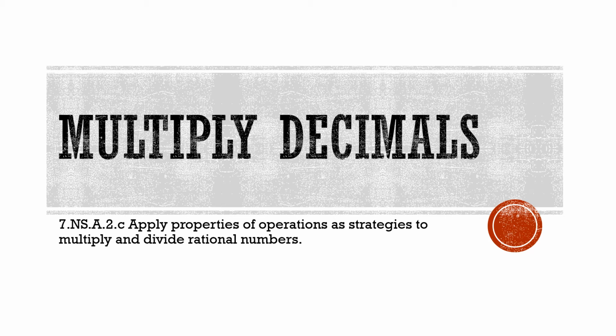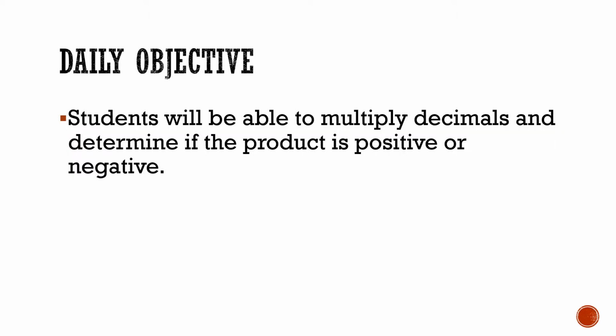Today we will be multiplying decimals. This covers Standard 7 NSA2C, which is apply properties of operations as strategies to multiply and divide rational numbers. Our objective today is that students will be able to multiply decimals and determine if the product is a positive or negative number.